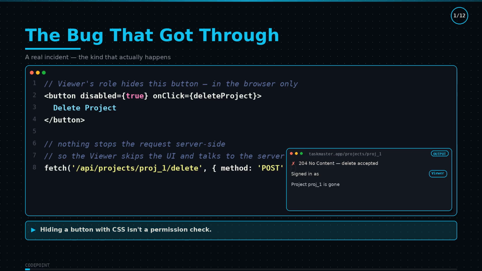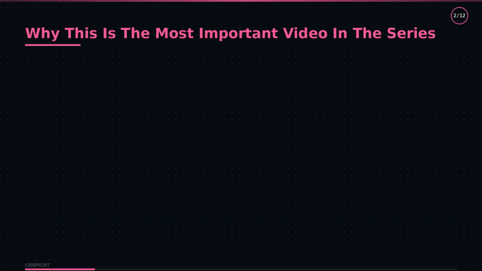Not the path everything's supposed to take. The ones where a viewer tries something they shouldn't, a project doesn't exist, the network drops mid-request, and two people are looking at the same project at once. Production doesn't only run the happy path, and from here on, neither do the tests. Let's get into it. Why this is the most important video in the series.